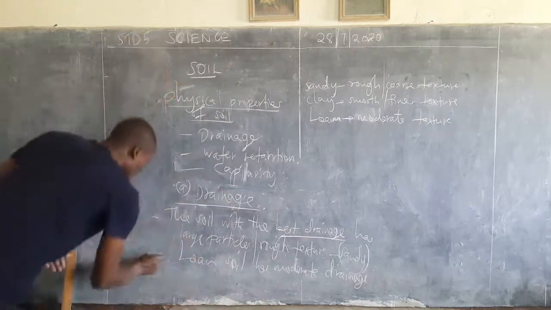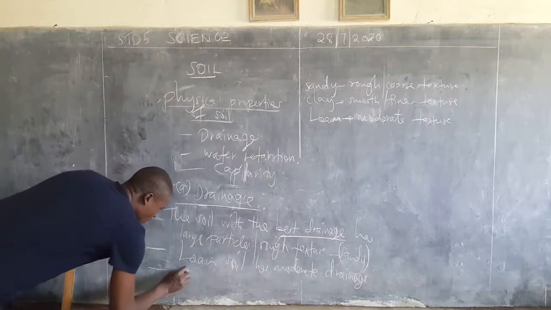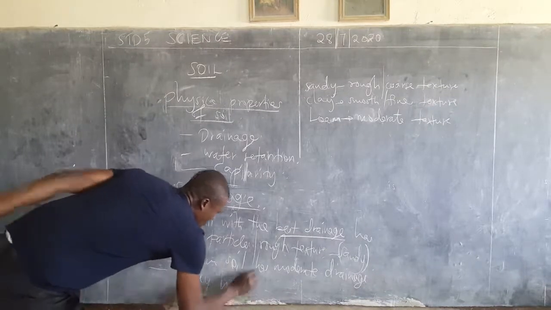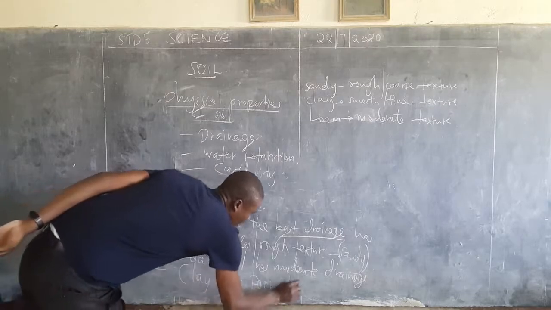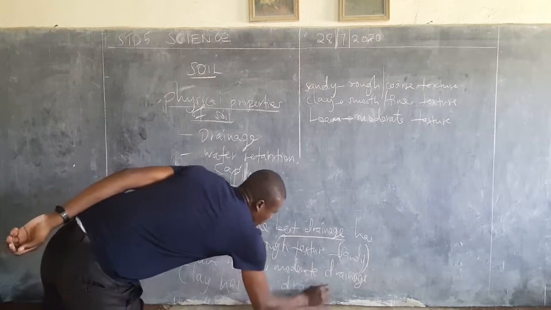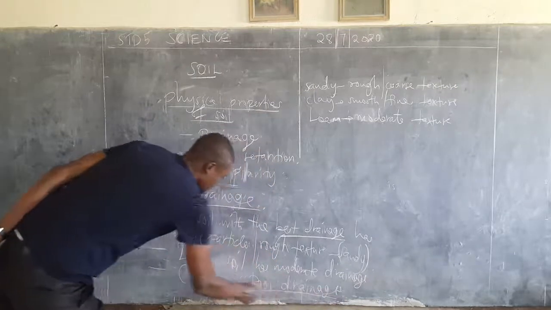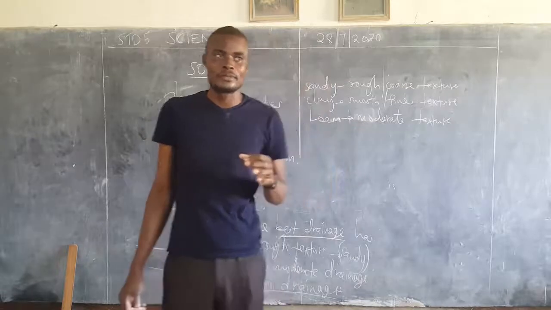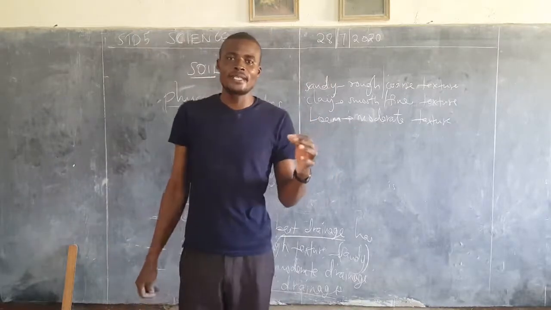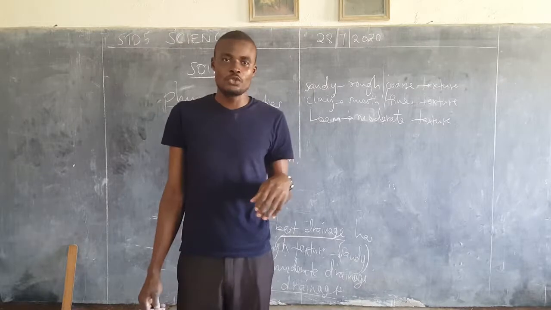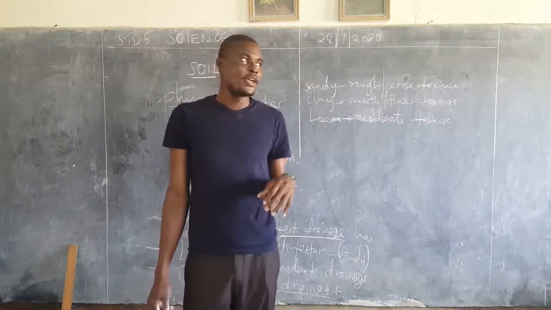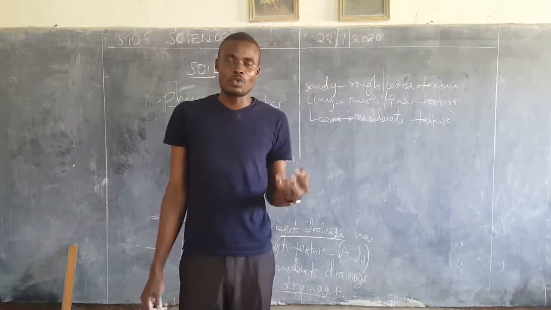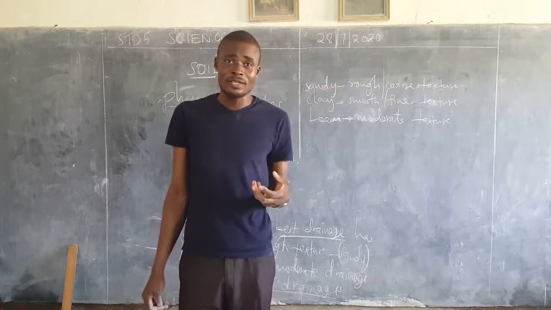And then the last one is clay. Clay has poor drainage. It has the poorest drainage. Why is it having the poorest drainage? Because of its fine particles. Because the particles are very fine, water takes long to get into it. That is why in any place where there is clay soil, we refer to those places as waterlogged. Why are they waterlogged?